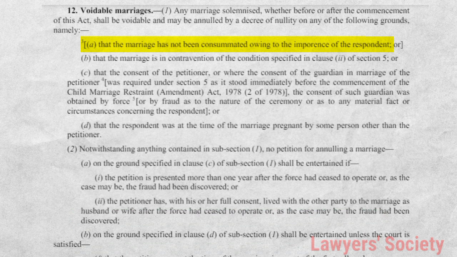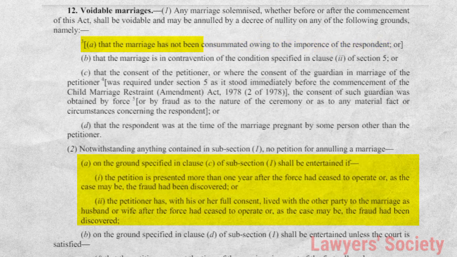When you read Section 12, subsection 2, you have two clauses which impose certain conditions for the applicability of grounds given under 12(1)(c) and 12(1)(d). But there are no such conditions given for the applicability of 12(1)(a). For instance, if you read 12(2)(a), you find that there are two conditions given for the applicability of 12(1)(c).